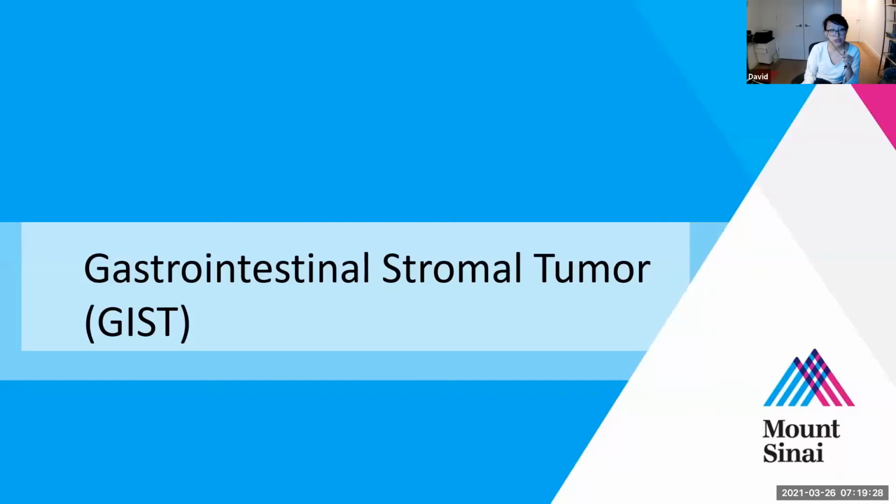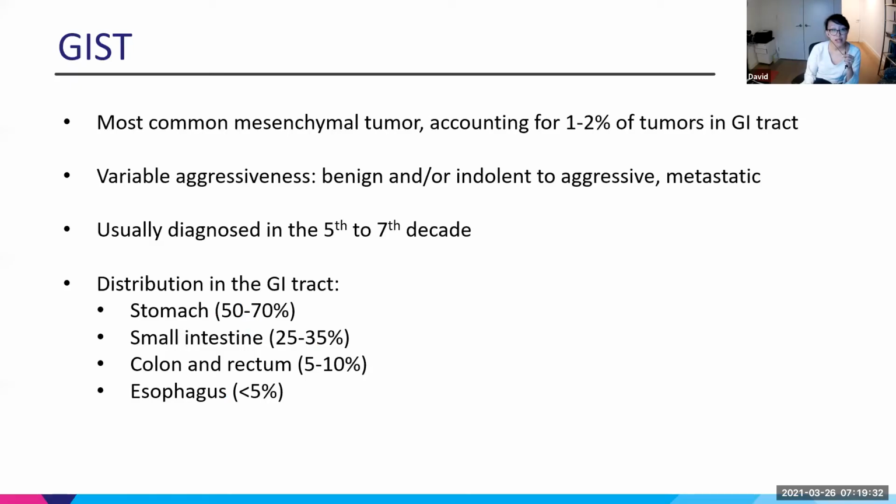Today I'm going to touch briefly on GIST. They are the most common mesenchymal tumor, accounting for 1 to 2% of tumors in the GI tract. They do have variable aggressiveness and can be benign or indolent to aggressive and metastatic. And they're usually diagnosed in the 5th to 7th decade of life. In terms of their distribution in the GI tract, they're most commonly found in the stomach, followed by the small intestine, then colon, and less commonly in the esophagus.